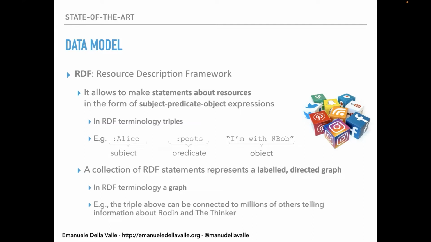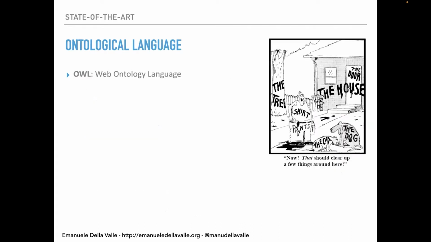A collection of these triples makes a labelled directed graph that in RDF terminology is called an RDF graph. And we may have a lot of this data collected in order to create very large sets of data that you want to share over the web.